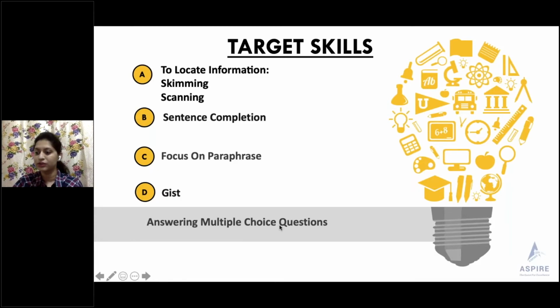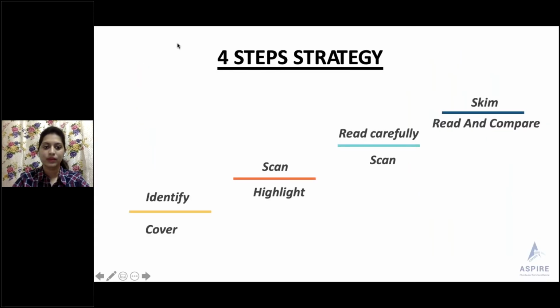For answering multiple choice questions, a good strategy is to skim and then scan for the actual information that you need. Let me tell you in short how to go about it in the next slide. This is how you go about your multiple choice questions. First, cover the answer or ignore the answer options. Don't look at them right in the beginning.